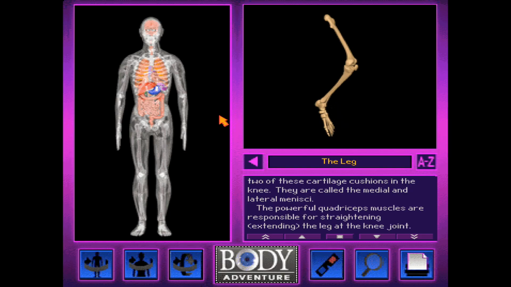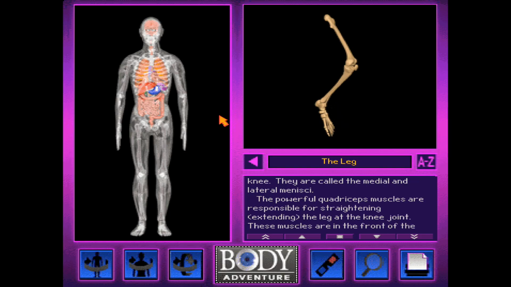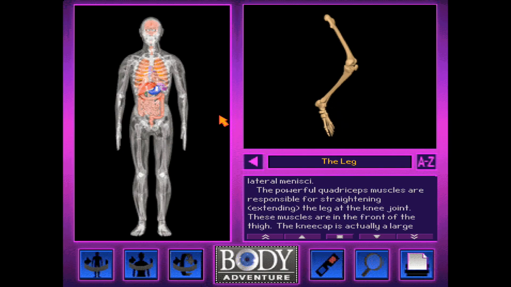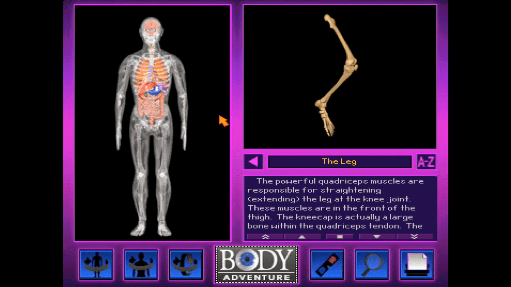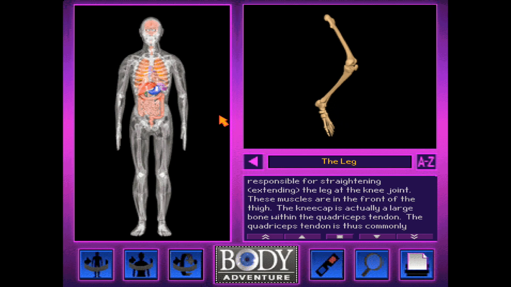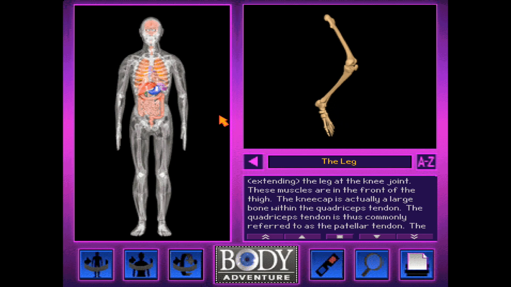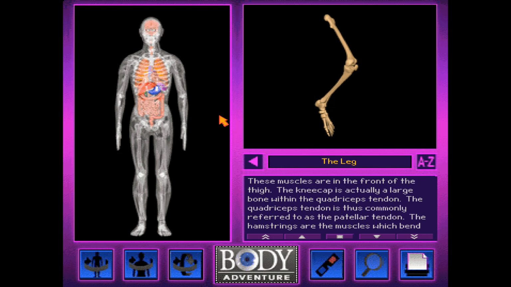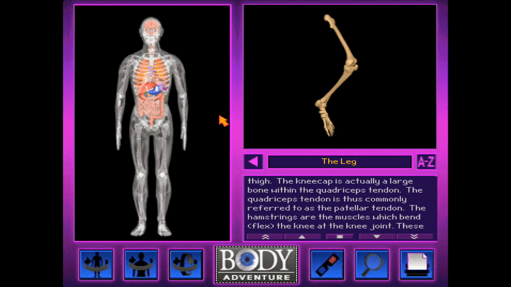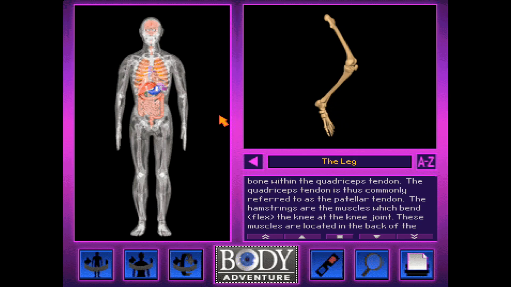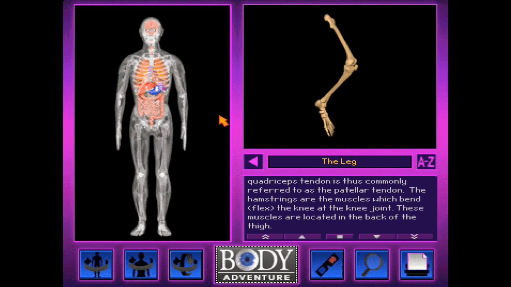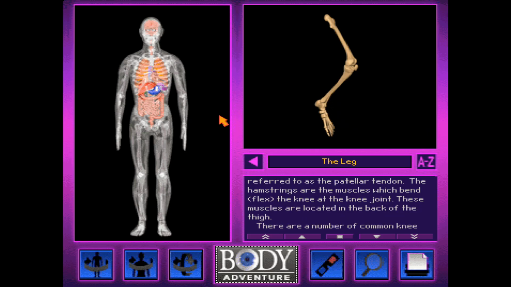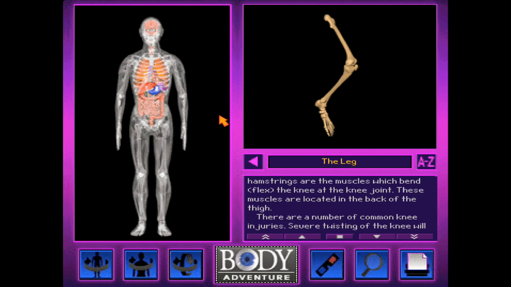The powerful quadriceps muscles are responsible for straightening, extending, the leg at the knee joint. These muscles are in the front of the thigh. The kneecap is actually a large bone within the quadriceps tendon. The quadriceps tendon is thus commonly referred to as the patellar tendon. The hamstrings are the muscles which bend, flex, the knee at the knee joint. These muscles are located in the back of the thigh.